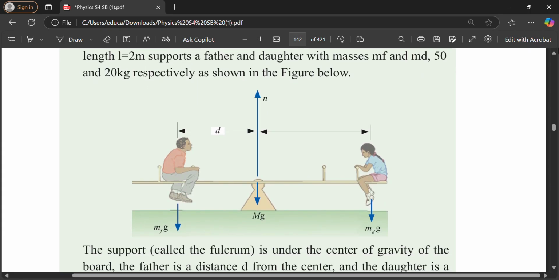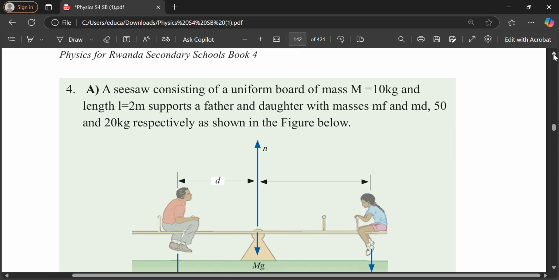Reka nk'urugero turebe a seesaw consisting of a uniform board of mass 10 kg and length of L which is equal to 2 meter supports a father and the daughter of masses MF and MD 50 kg and 20 kg respectively, as shown in the figure below.